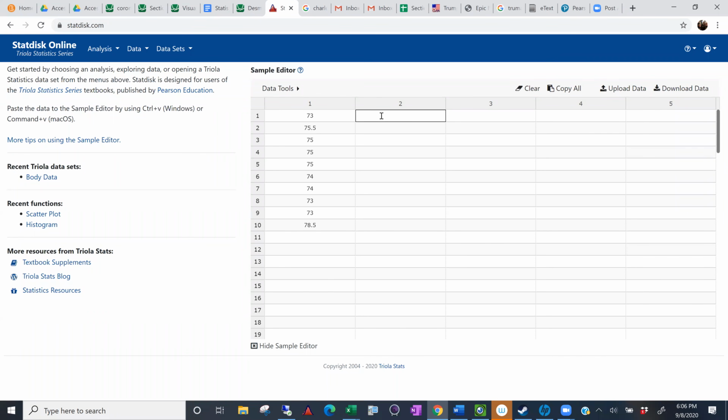All right. How about over here? Height of first son. So in our second column, 74, 73.5, 71, 70.5, and after 70.5 is 72, 76.5, 74, 71, 72, and 73.2.